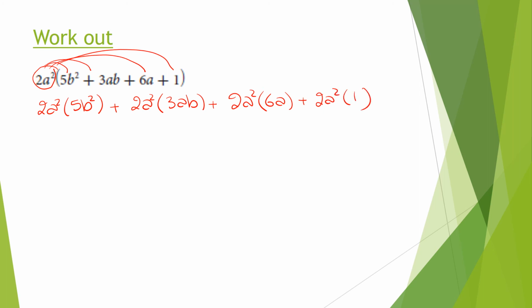2 times 5 will be 10, then a power 2 times b power 2, as they are not the same variable, I'll put them beside each other. Plus 2, a power 2 and a, add up 2 plus 1 will be 3, then the b as it is. Plus 2 times 6 will be 12, a power 2 and a will be a power 3, plus 2a power 2. As it's times 1, it will keep it the same. And here is my final result.